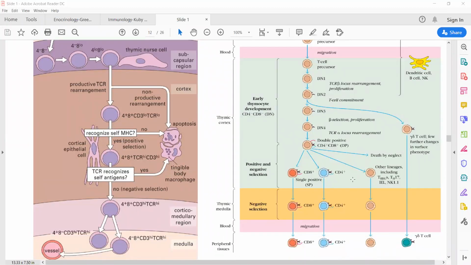So as we see, the moment we get double positive cells, these are stage 2 thymocytes. They are now mature, but the two kinds of schooling, the two kinds of selection, need to be done. Now, when these two kinds of selection are completed, the final output we get are the stage 3 thymocytes. They are the mature thymocytes.